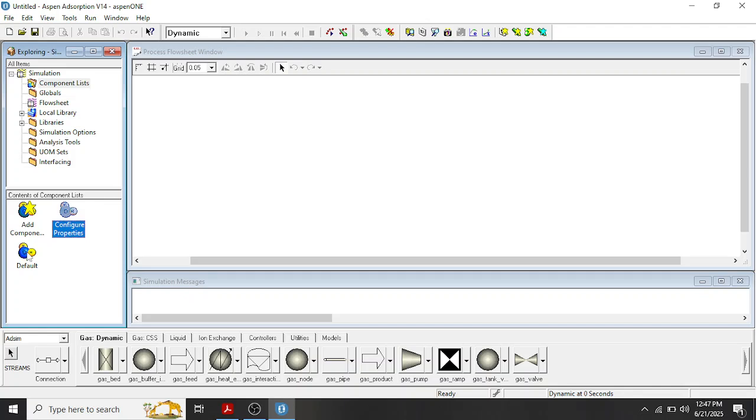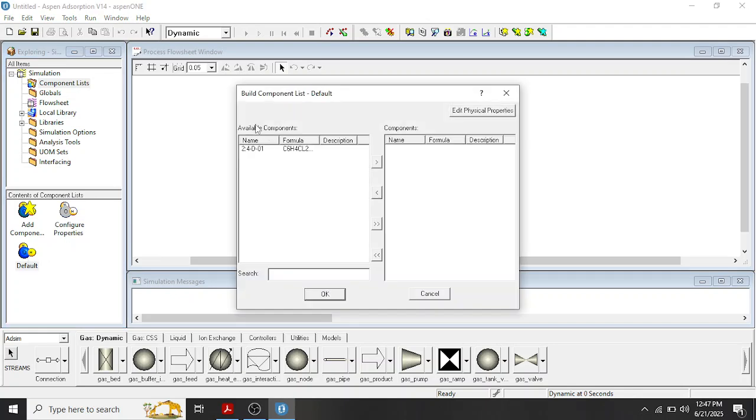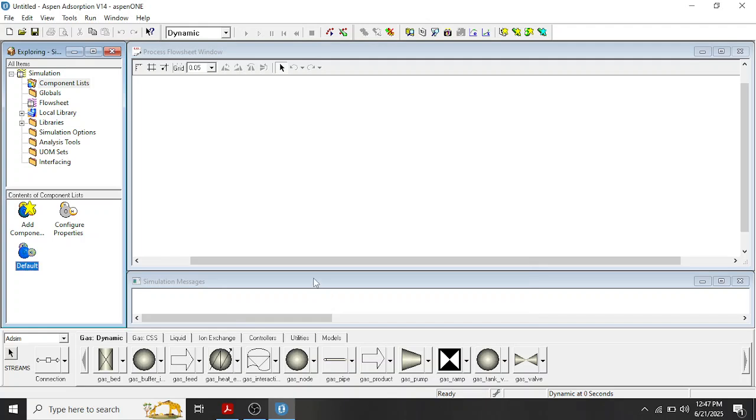Go to the default. Here you can see this is water, H2O. Click on this one and here you can see the available compounds. I have added this component from Aspen Plus to Aspen Adsorption. Now I want to add this component to the Aspen Adsorption library. So this is the Aspen component and I'm adding it. So I have added the component dichlorophenol from Aspen Plus to Aspen Adsorption.